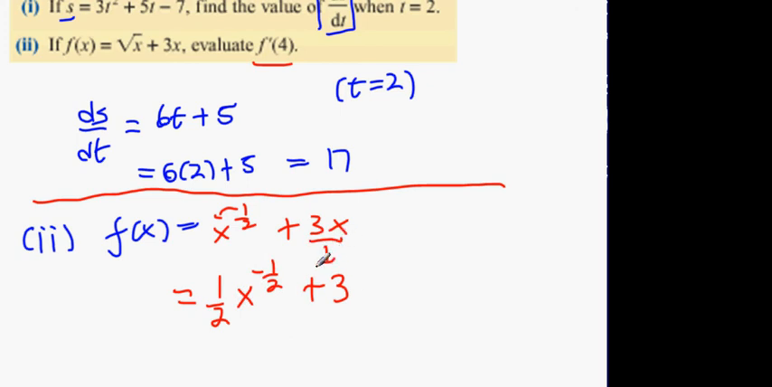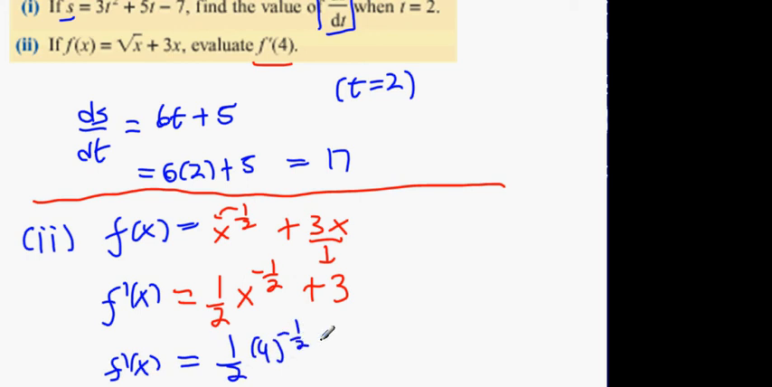Now and only now do we put in the number 4, because we want f dash 4. So f dash 4 means replace x with 4. So we're going to get a half, 4 to the power of minus a half, plus 3. And what that's going to turn out to be is 3 and 1/4 when you use your calculator. Or, the other one, 13 over 4. Any questions thus far? Just hold it there for a second.